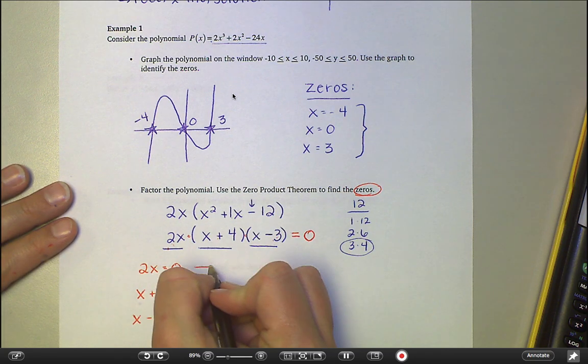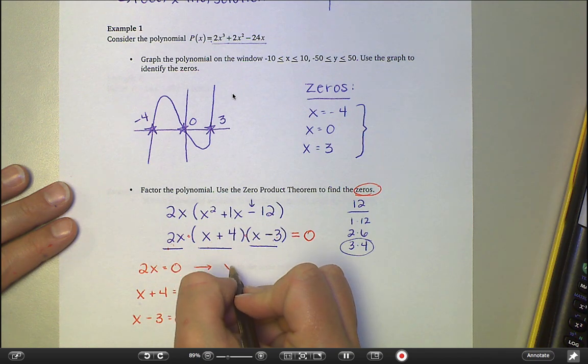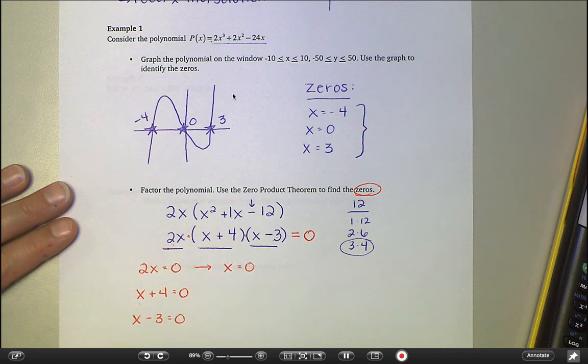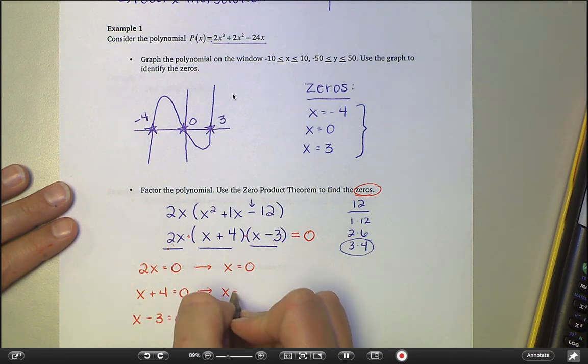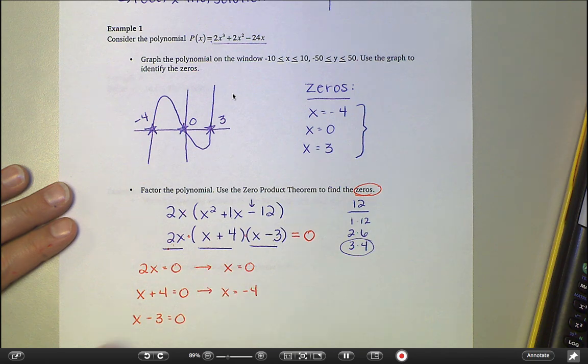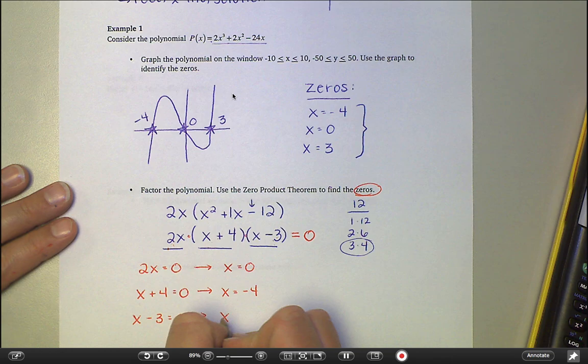If 2x equals 0 and I divide both sides by 2, I get that x equals 0. If x plus 4 equals 0 and I slide that 4 over to the other side, I end up with x equals -4. And if x minus 3 equals 0 and I move that -3 over, I end up with x equals +3.